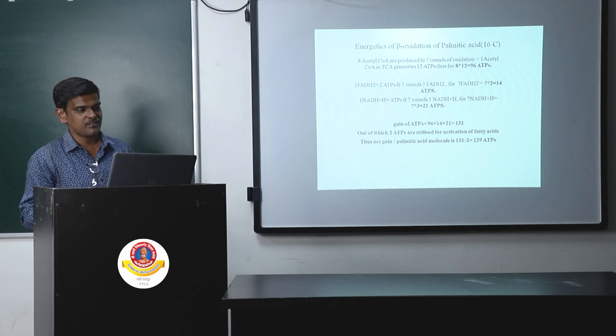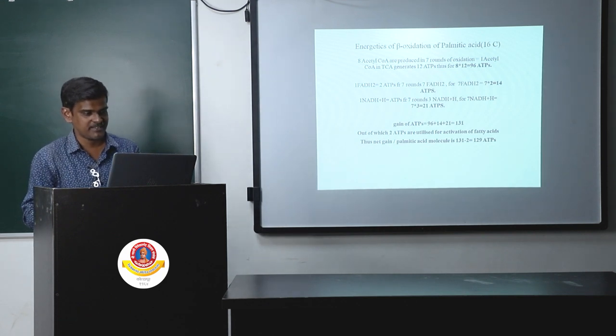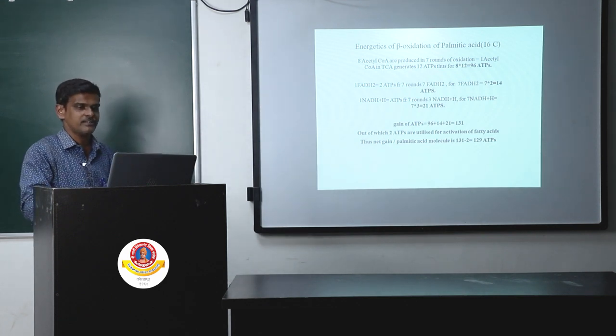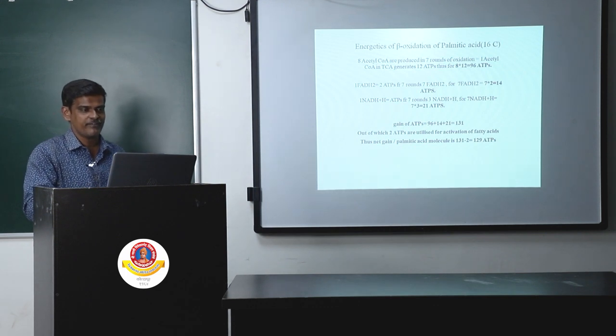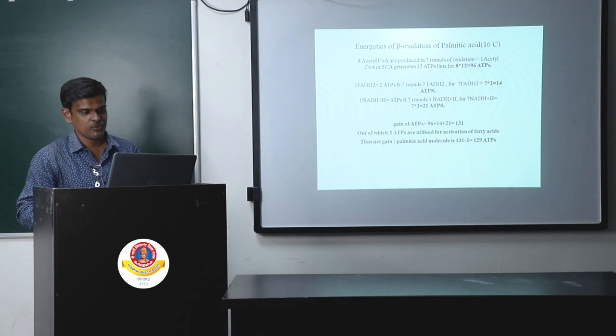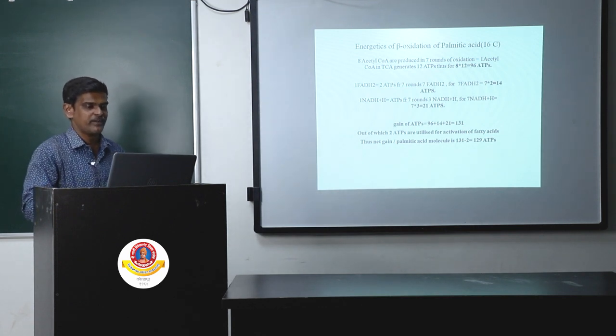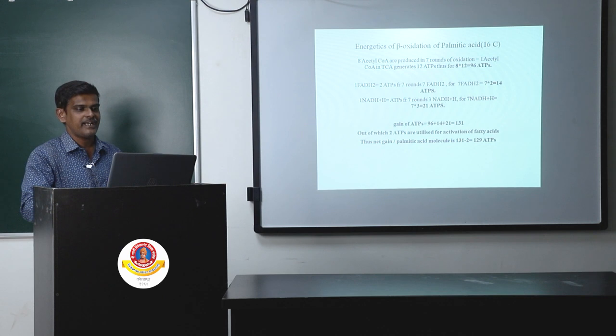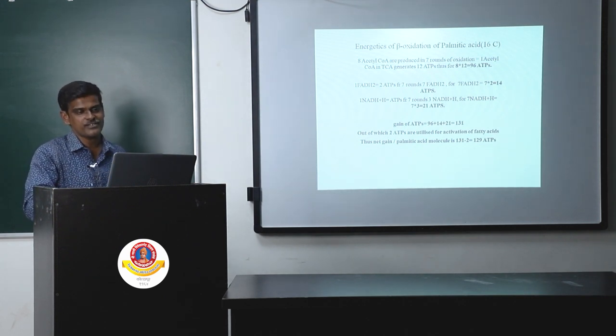For one round of oxidation, one FADH2 and one NADH are generated. So for 7 rounds, we count 7 into 2, 14 ATPs for FADH2 and 7 into 3, 21 for NADH plus H plus. As these are reducing power, they are generated and transported to the electron transport chain for generation of ATP. So the net gain of beta oxidation of the fatty acid is a total of 131. And as we mentioned earlier, in activation of the fatty acid, 2 high energy bonds are utilized. So the net gain is 129 ATPs generated when a single 16 carbon palmitic acid is oxidized.